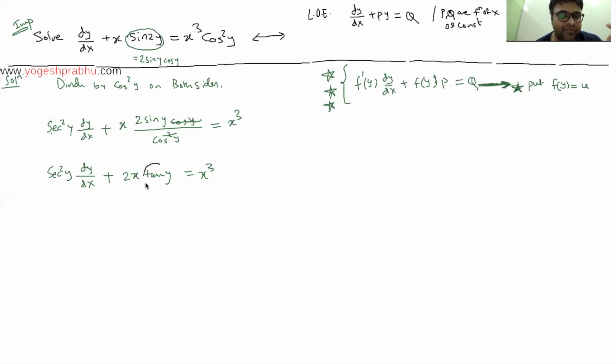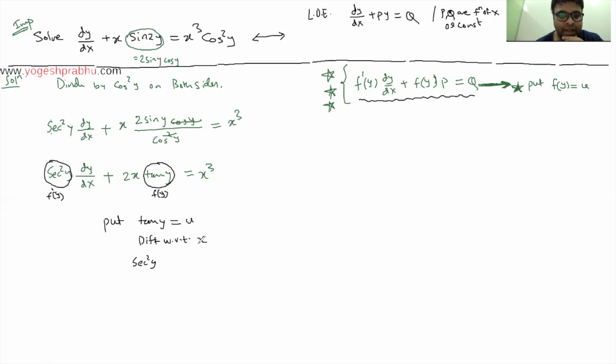You see tan y is a function of y. And do you see that sec square y is f dash of y? And that is exactly how this form is. Okay, so to solve this, I'll have to put tan y is equal to u. Now we will differentiate this. When we differentiate, the derivative of tan y is going to be sec square y. Now please understand, this is differentiation with respect to x. Because our independent variable is x, we differentiate with respect to x anyway.